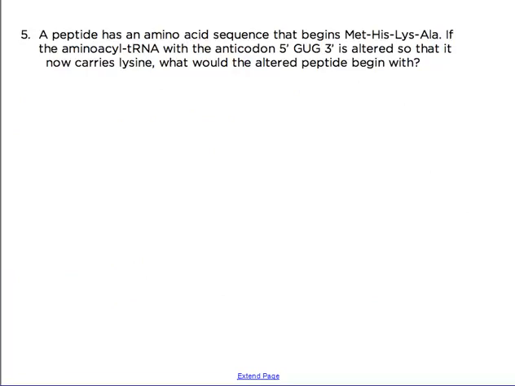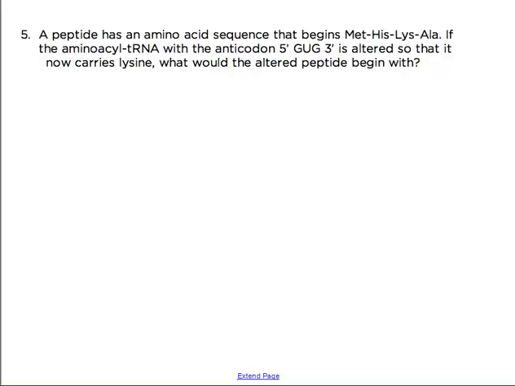Problem 5. A peptide has an amino acid sequence that begins methionine, histidine, lysine, alanine. If the amino acid tRNA with the anticodon 5' GUG 3' is altered so that it now carries lysine, what would the altered peptide begin with?